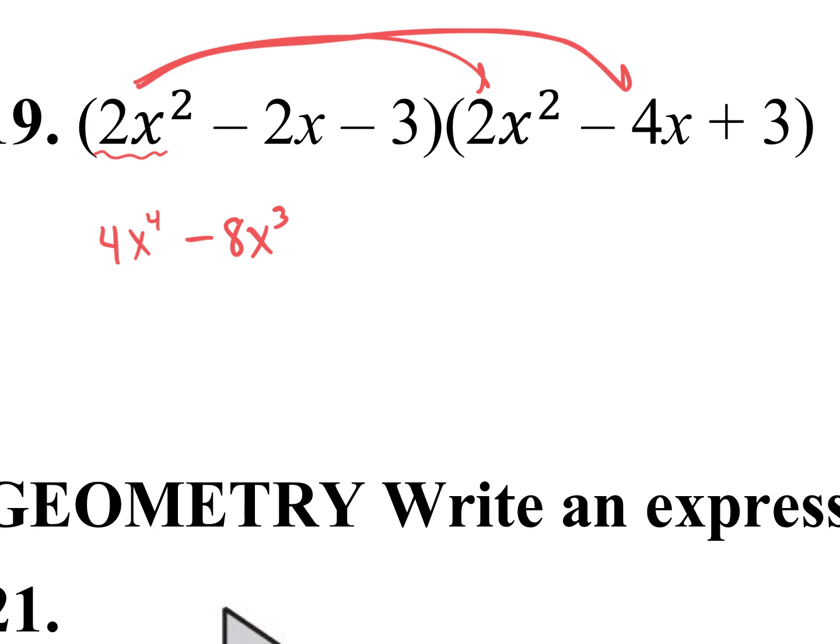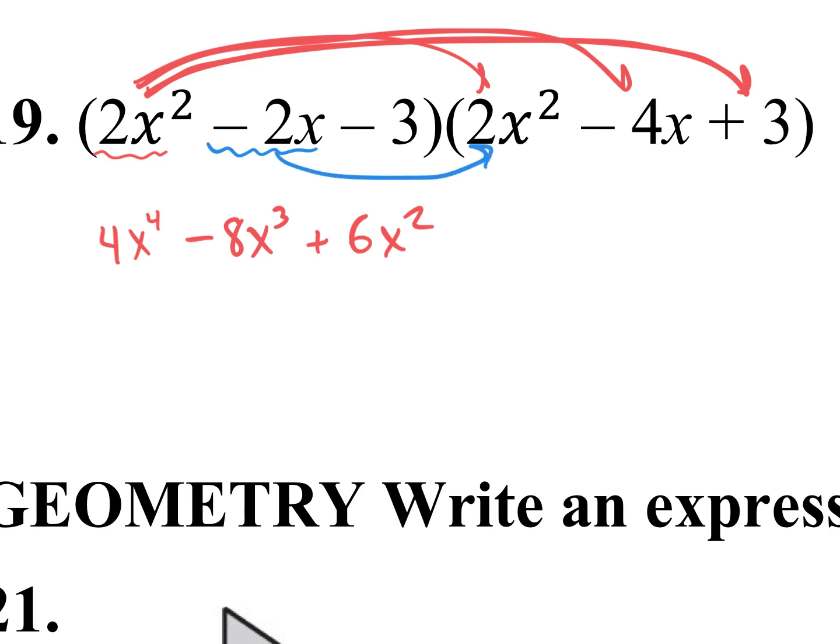And then we have 2x squared times 3. That'll give us a 6x squared. And we've distributed this first term. Now let's ignore it and distribute the second term. The second term happens to be a negative 2x.